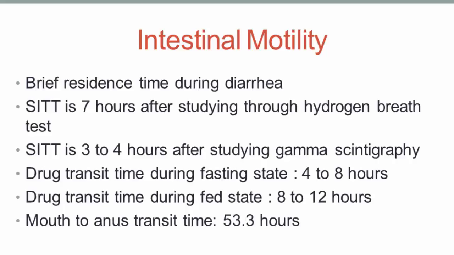Actually, in an average study taken a few years back, the study used the hydrogen breath test, and they noticed that 7 hours is taken for a drug to pass through the small intestine. SITT is nothing but the small intestinal transit time. So this is normally done through the hydrogen breath test.